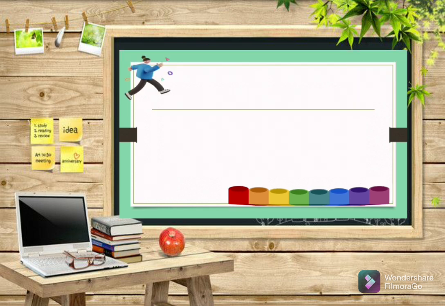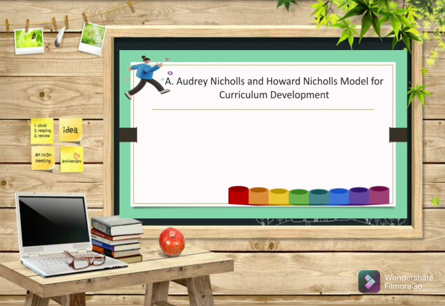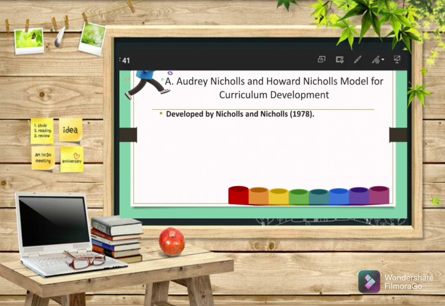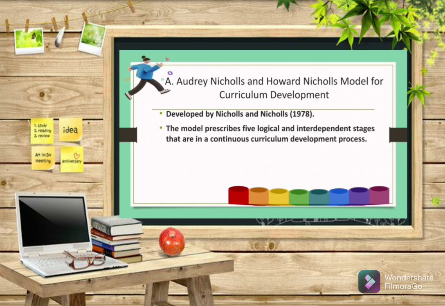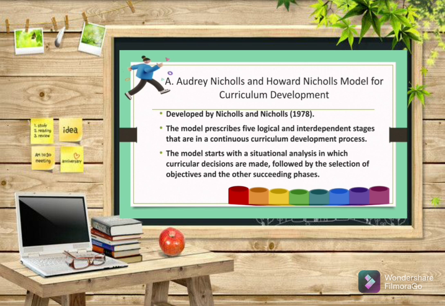So the first cyclical model is the Audrey Nicholls and Howard Nicholls model for curriculum development, developed by Nicholls and Nicholls in 1978. The model prescribes five logical and interdependent stages that are in a continuous curriculum development process. The model starts with a situational analysis in which curricular decisions are made, followed by the selection of objectives and the other succeeding phases.